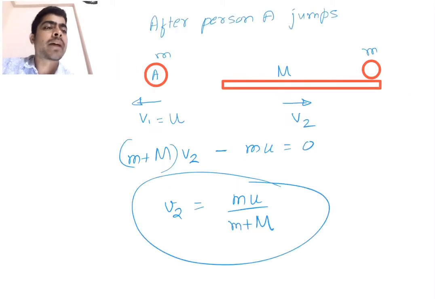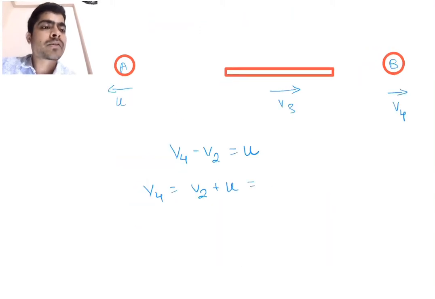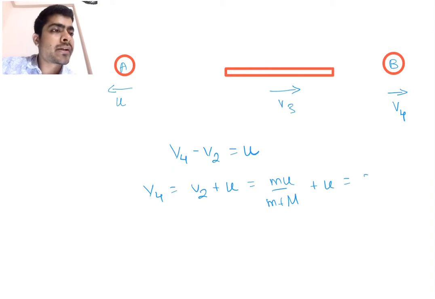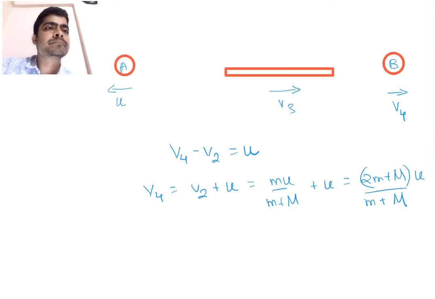What is v2? mu upon m plus capital M. So this is mu upon m plus capital M plus u. So what do we get when you simplify this? You will get (2m plus capital M) into u upon (m plus capital M). Okay, so we found v4 now. Now we have to find v3. Okay, so what we have to do is conserve the momentum of the system again. Okay, so again the total momentum of the system should be 0.